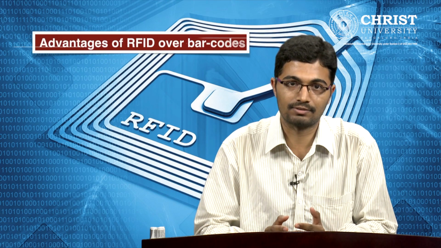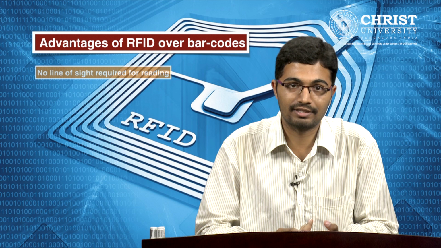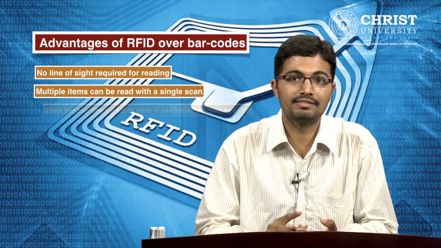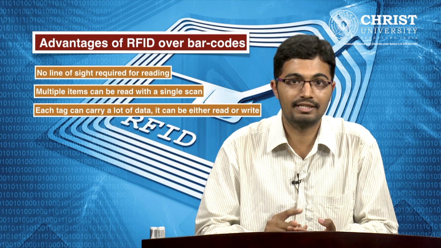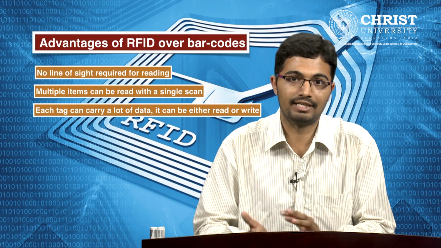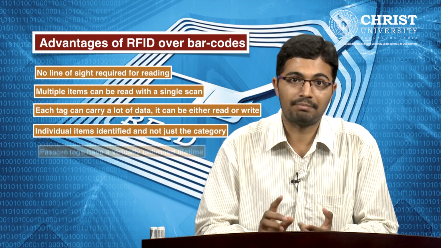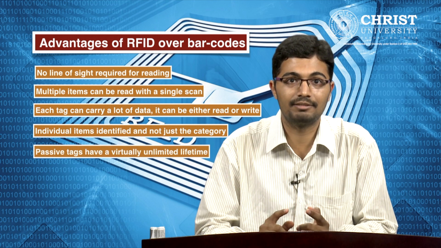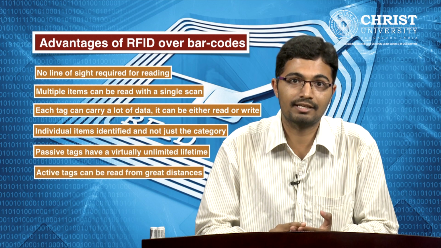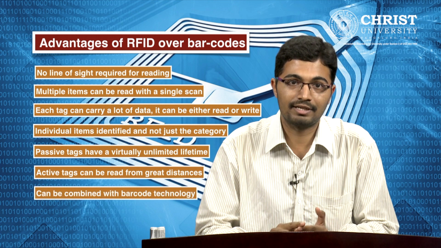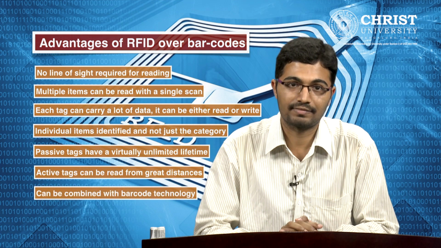Now let us see the advantages of RFID over barcodes. No line of sight is required for reading. Multiple items can be read with a single scan. Each tag can carry a lot of data. It can be either read or write. Individual items are identified, not just the category. Passive tags have a virtually unlimited lifetime. Active tags can be read from great distances. It can be combined with barcode technology.